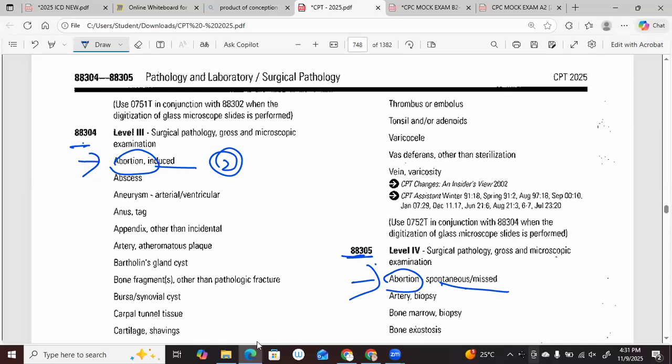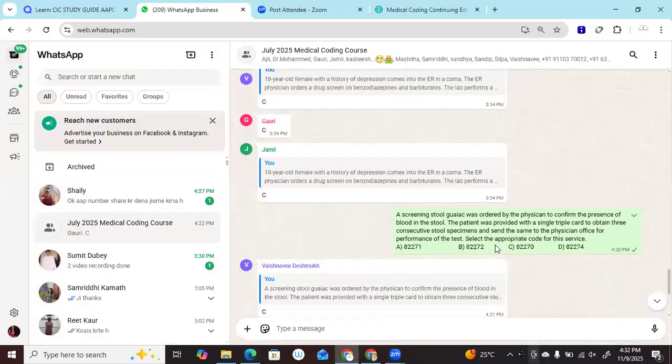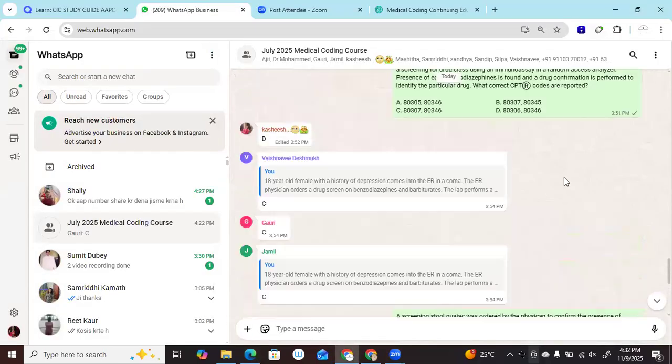Spontaneous and missed abortion is miscarriage. That means the patient is not coming for an induced abortion, but due to the miscarriage, the doctor needs to do the abortion. Or due to the spontaneous miscarriage or spontaneous demise of the baby or the fetus, the doctor needs to do the abortion. So that is spontaneous and missed. And the induced abortion means the patient electively chose to terminate the pregnancy. Clear?